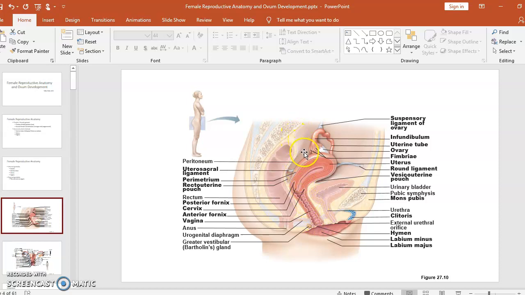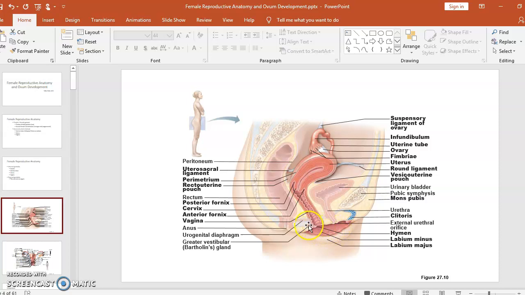This is a fold of peritoneum down here, lining a pouch, the recto-uterine pouch, which is behind the posterior. This is the bladder here, so this is the vesico-uterine pouch. Okay. This is the bladder right here, urethra there. This right here is the opening to the vagina, opening to the vestibule.